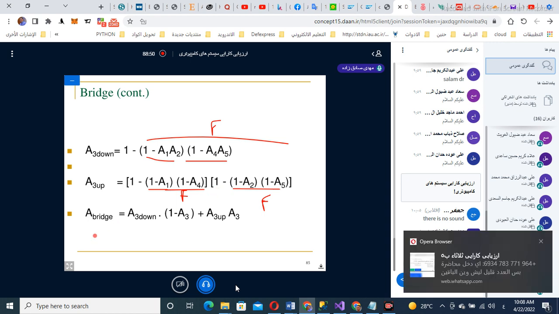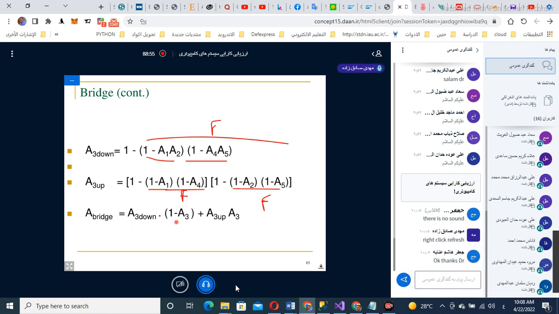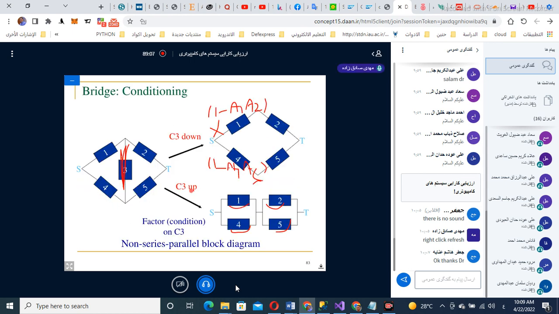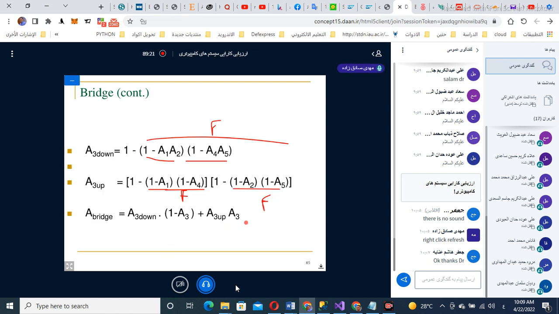So the A of bridge is A3 down multiplied by 1 minus A3, plus A3 up multiplied by A3. Why? Because when A3 is up, that is 1 here, but when down, that is 0 here. So when up, that is 1, A3. When down, that is 0, so 1 minus A3. That is the availability of the bridge.